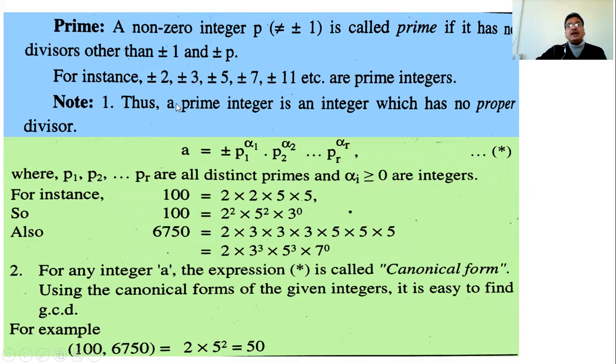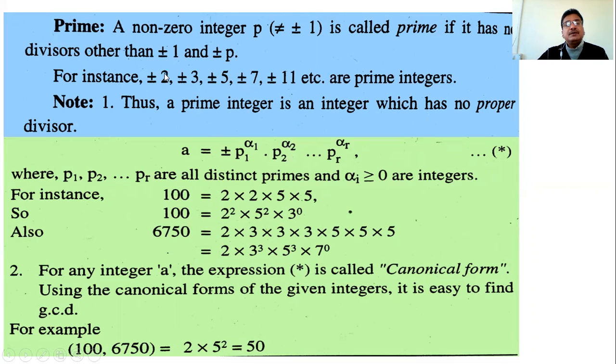So, another form of the definition of prime numbers: an integer is called a prime number if, first, it is an integer, and it has no proper divisor. Why is 8 not a prime integer? Because 8 has proper divisors. What are the proper divisors of 8? Plus minus 2 and plus minus 4. And what are the improper divisors of 8? Plus minus 1 and plus minus 8.